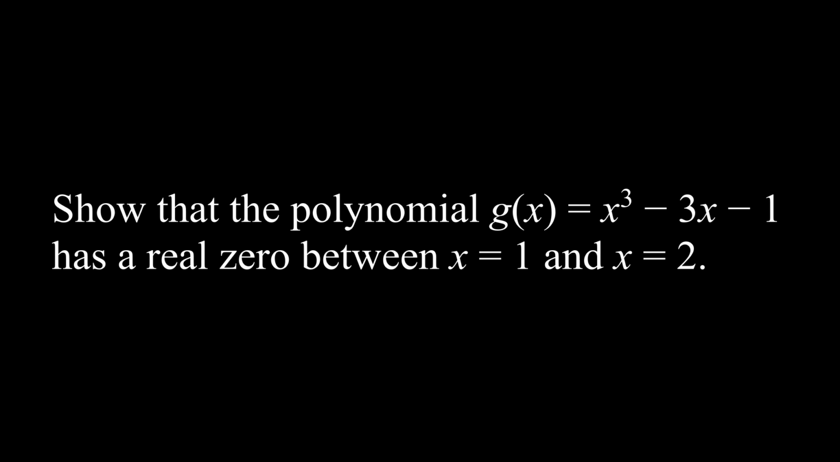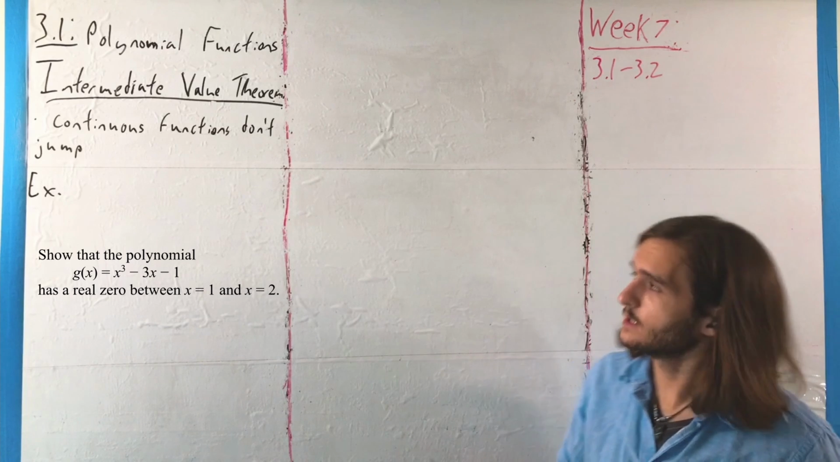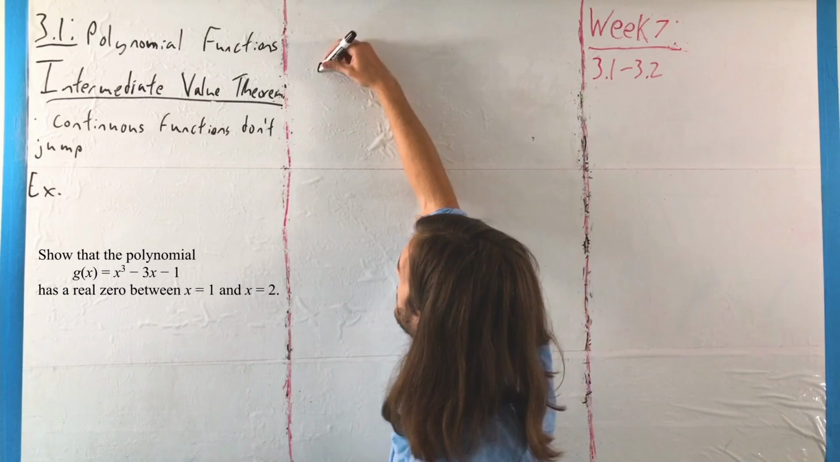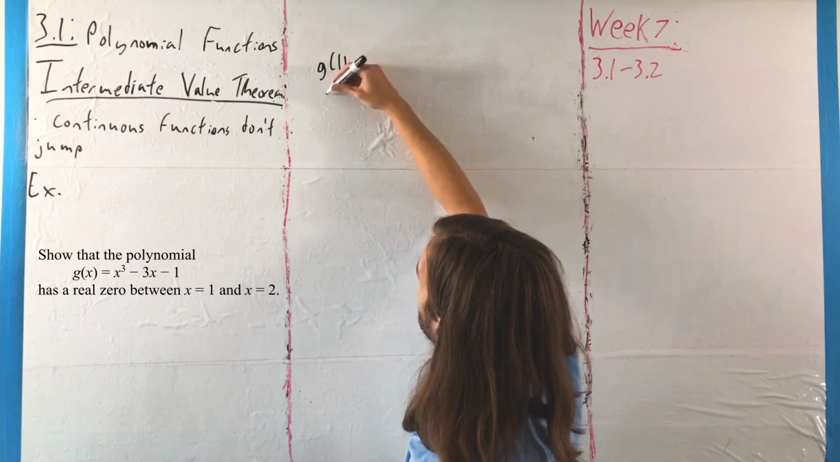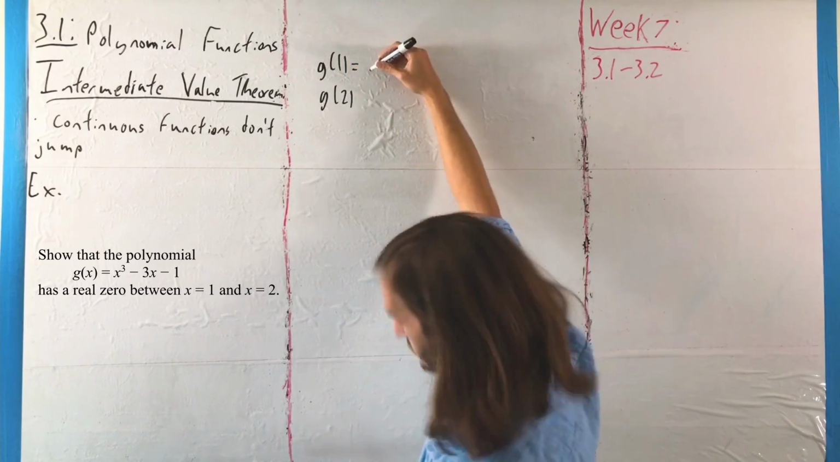So for this, we want to show that the polynomial g(x) = x^3 - 3x - 1 has a real 0 between x = 1 and x = 2. To do this, we're going to take g(1) and g(2) and evaluate each.